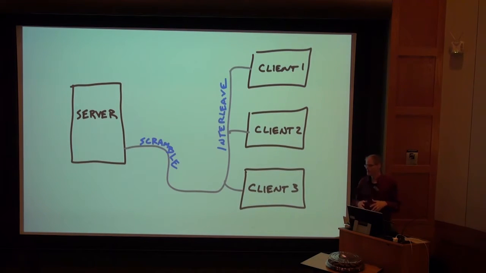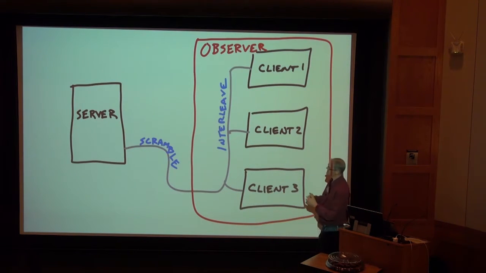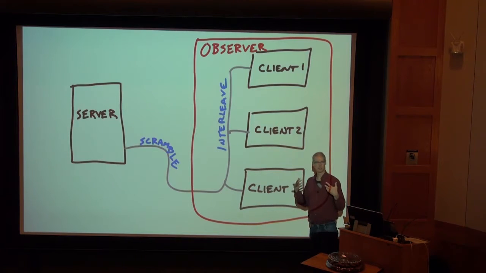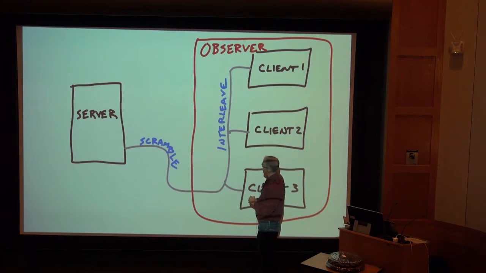So how do we think about testing this thing? Well, we draw a box around all of the clients, and we say what we want to specify is the possible observations that can be made on the union of all of the clients altogether. And we're going to demand that.